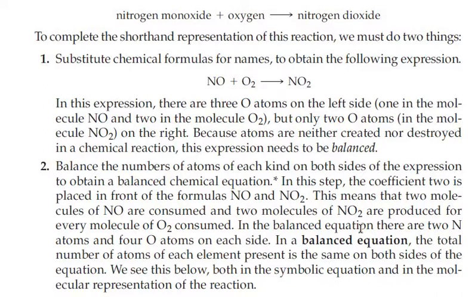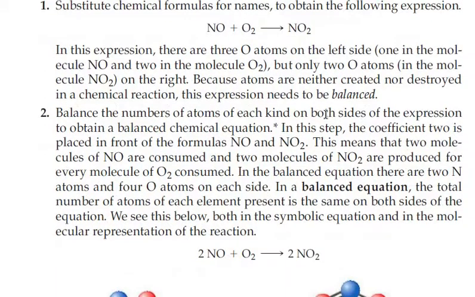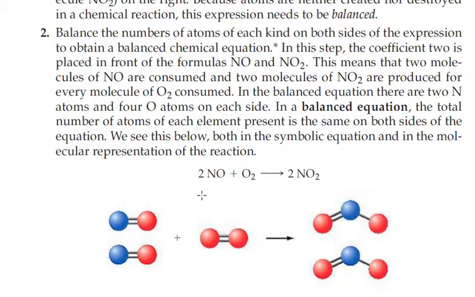So in a balanced equation, the total number of atoms of each element present is the same on both sides of the equation. So now as you see here, we have 2NO plus O2 is going to give you 2NO2. We have 2 nitrogen atoms on the reactant side, we have 2 nitrogen atoms on the product side. So 2 plus 2 is going to be 4 oxygen atoms, and 2 times 2, 4. So we have 4 oxygen atoms.